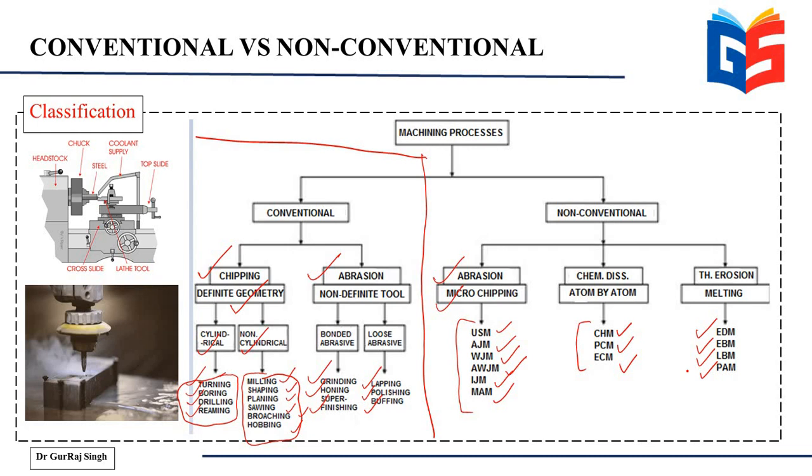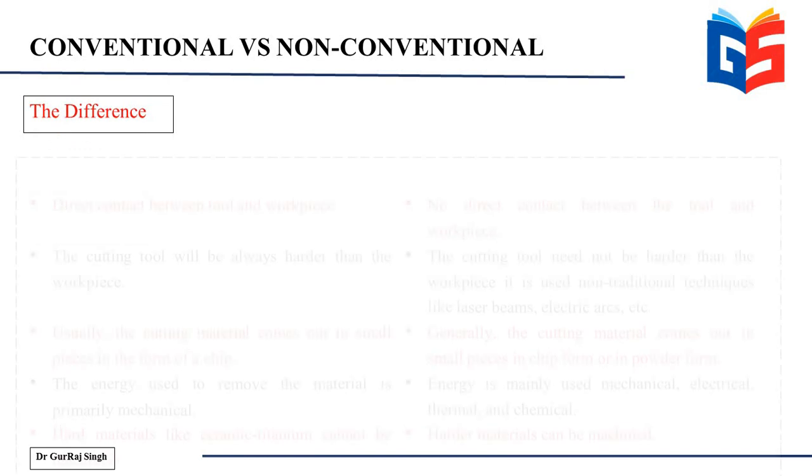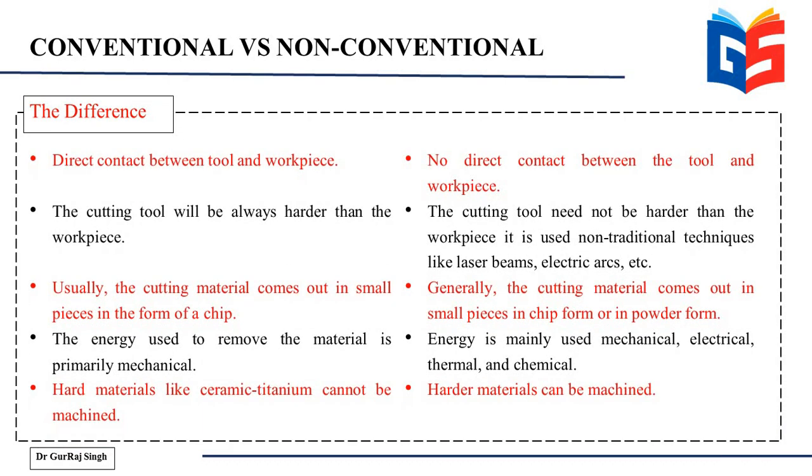Before we can start with these techniques in detail, it is very important to know the basic difference between conventional and non-conventional machining. In conventional machining, you have direct contact between the tool and the workpiece. In non-conventional machining, there is no direct contact between the tool and the workpiece. The cutting tool in conventional machining is always harder than the workpiece. So if you are trying to machine titanium, you cannot use a tool that is made of, say, aluminium or a softer version of steel. You will always require a much harder tool.